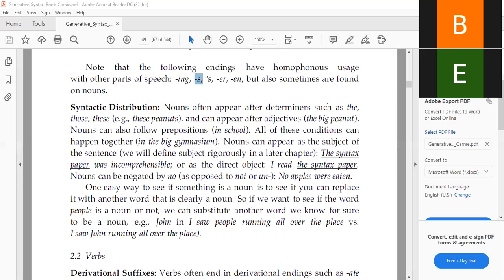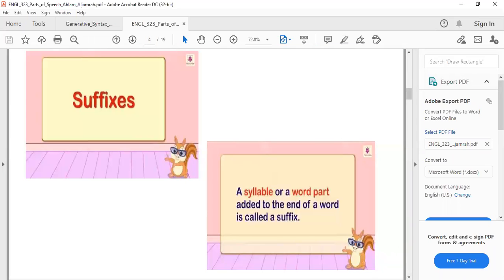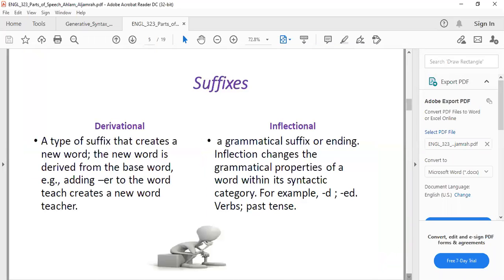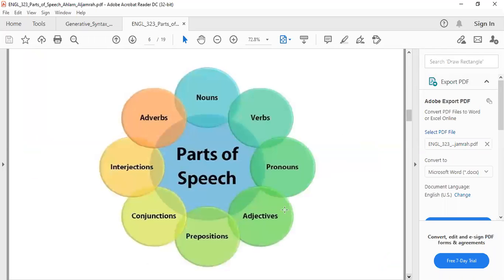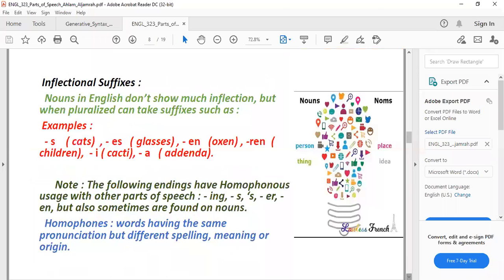So now if you can see this screen, this is a presentation prepared by one of your colleagues in syntax. These are the derivational suffixes in English that we call noun forming suffixes, like ment, ness, and ist, as Arij mentioned. And then we have inflectional suffixes, we talked about them.